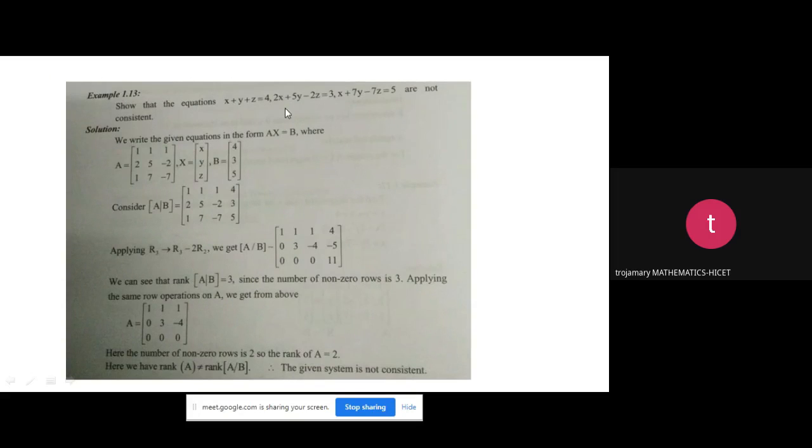Okay, but the augmented matrix is A by B. That is the matrix A by B. The fourth column, the right hand side elements added, this kind of matrix is called the augmented matrix. Okay, so now show that the equations are not consistent, or not consistent means inconsistent.